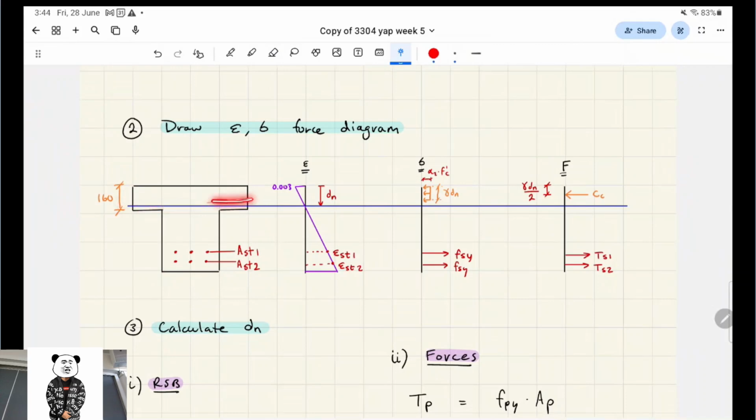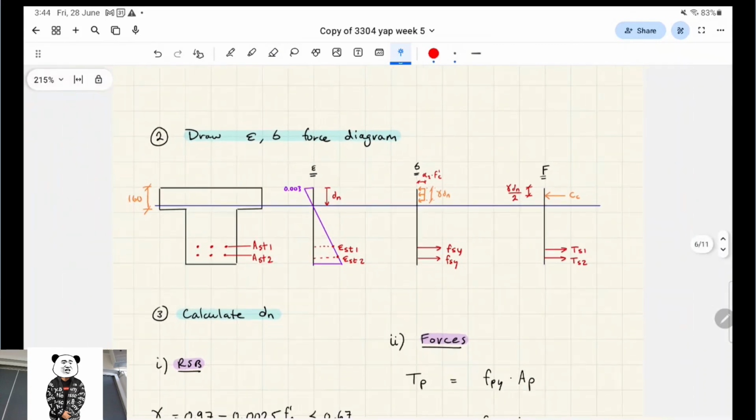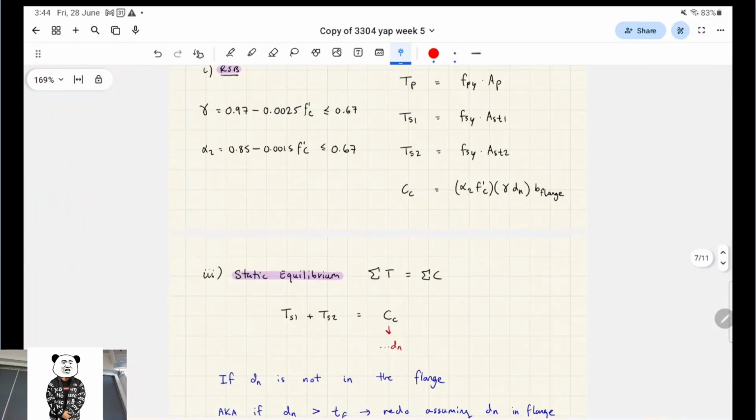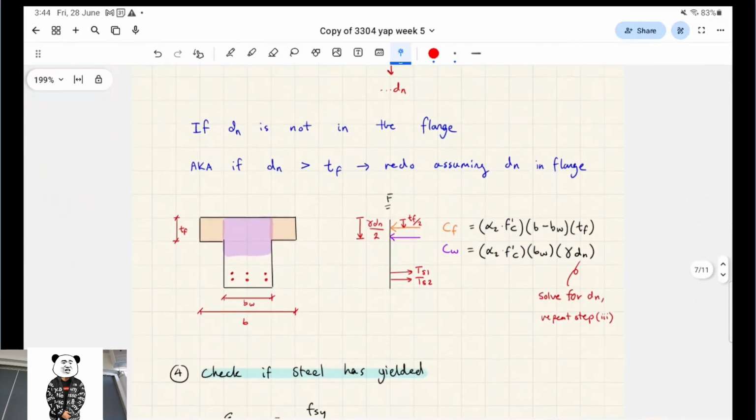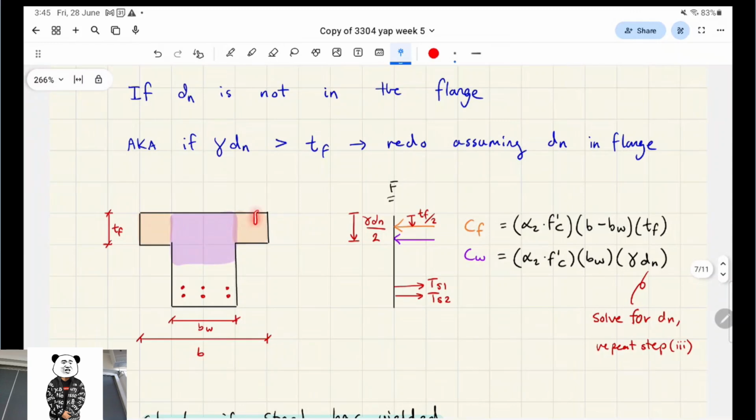So you assume the neutral axis is here, right? Or at least gamma dn falls within that region. And if it is, then you just carry out your steps as usual. But if it's not, right, if gamma dn, actually this is gamma dn, it's a mistake. If gamma dn is actually greater than tf, it means that the concrete that is in compression follows this T shape, right? And of course, this is going to be harder to calculate.